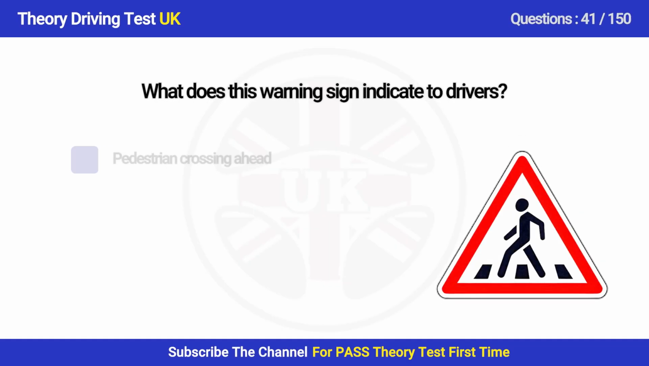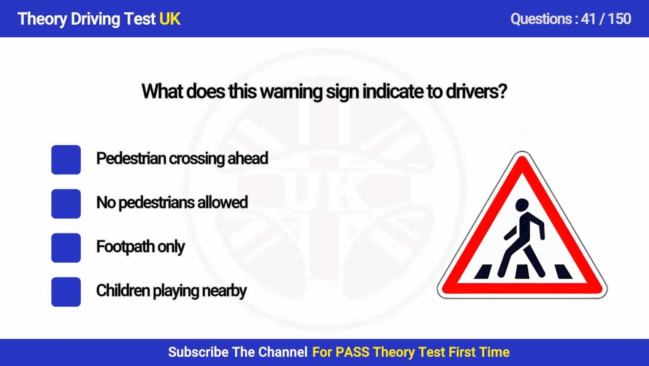Question 41. What does this warning sign indicate to drivers? A. Pedestrian crossing ahead. B. No pedestrians allowed. C. Footpath only. D. Children playing nearby.